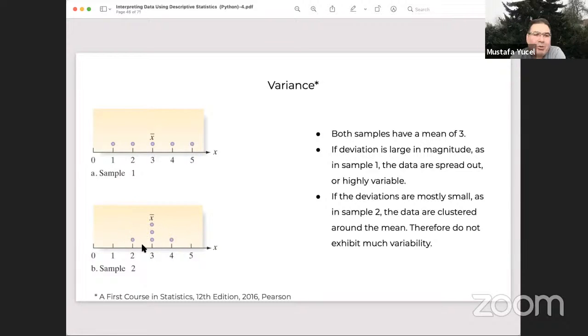But you see in sample 2, data points are close to each other. Here they are dispersed. Both samples have a mean of 3. If deviation is large in magnitude, as in sample 1 here, the data are spread out or highly variable. You can think about a basketball team. There are very tall players and short players, and they are dispersed. Here, in this case, most of them are around the average. If the deviations are mostly small, as in sample 2, the data are clustered around the mean, therefore do not exhibit much variability.